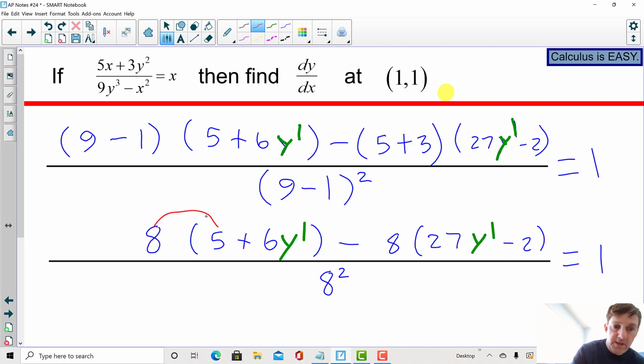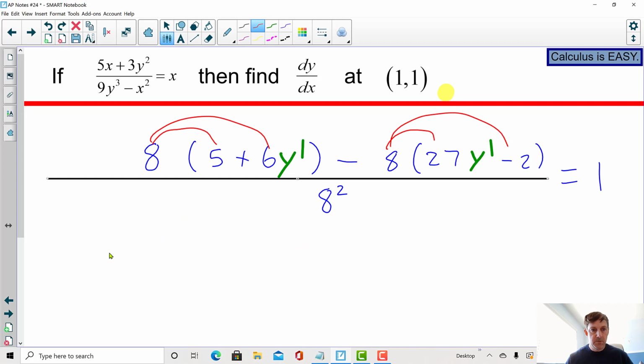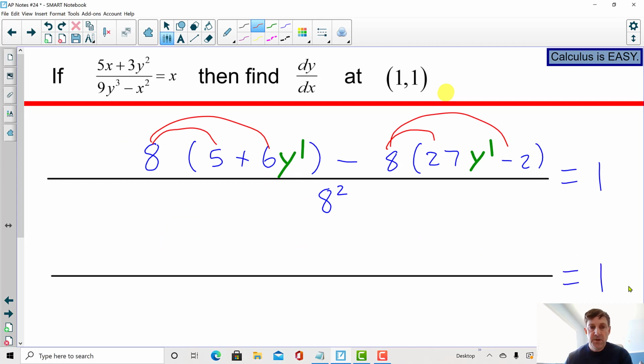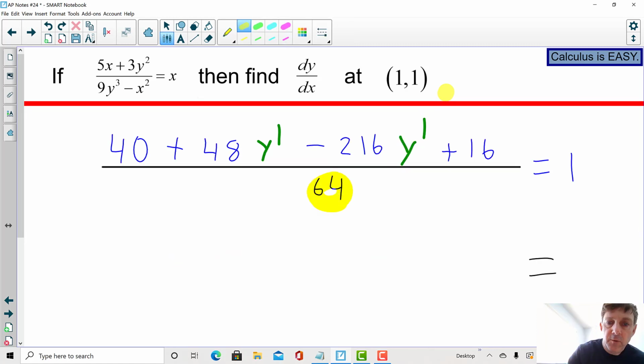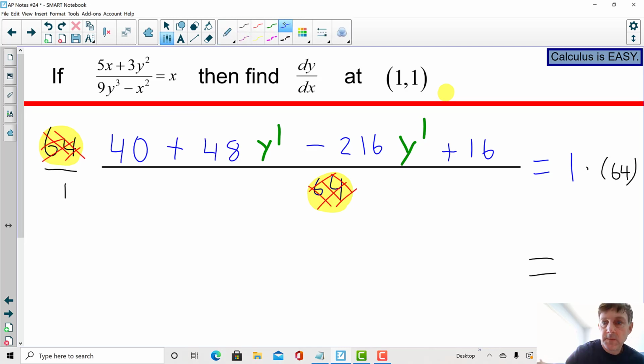Okay, then we can distribute the 8, and we can distribute the negative 8. Okay, moving that up. We continue to simplify. Okay, let's move that up, create some more space. Okay, we have an equation, so we can get rid of the 64 if we just multiply both sides by 64. So this 64 here cancels with the 64 on the bottom. And on the right side, we get a 64.